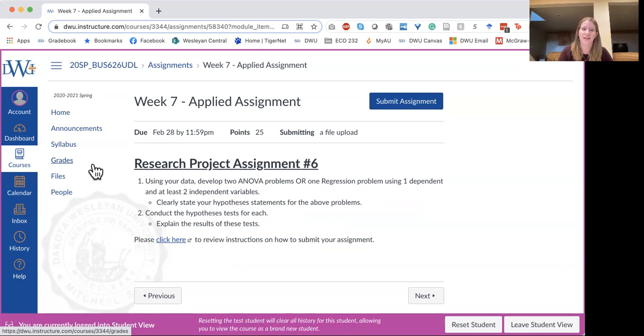And then actually conduct the hypothesis tests. So use Excel, run the tests, and then explain your results.